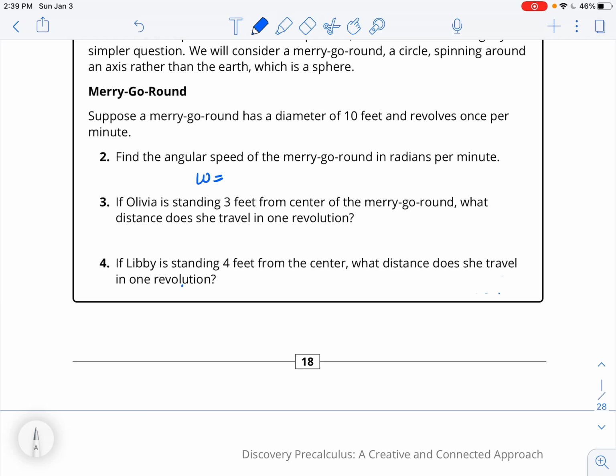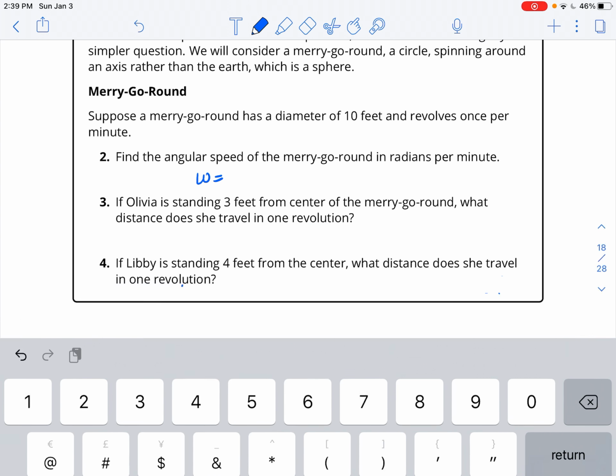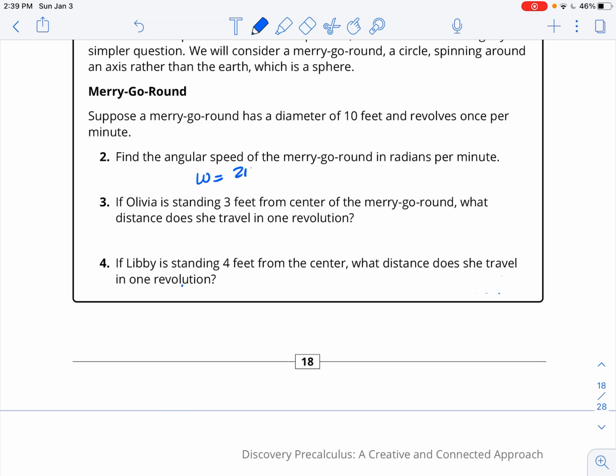So the angular speed is equal to theta divided by time. And theta, one revolution, is 2 pi radians, and the time is 1 minute. So the angular speed is 2 pi radians per minute. If Olivia is standing 3 feet from the center of the merry-go-round, her radius is 3. What distance does she travel in 1 revolution?